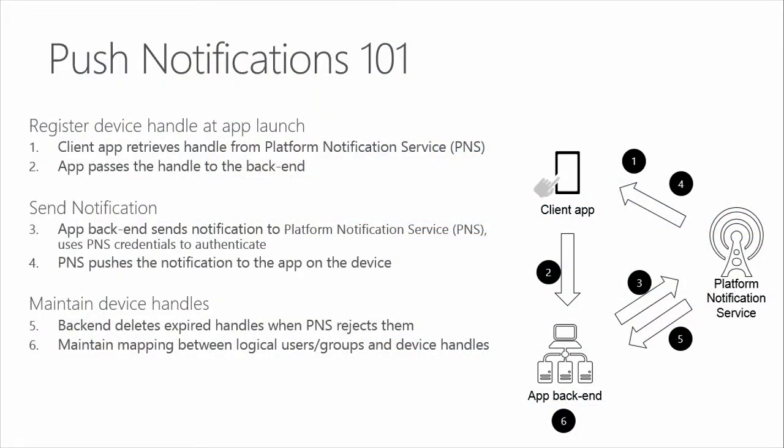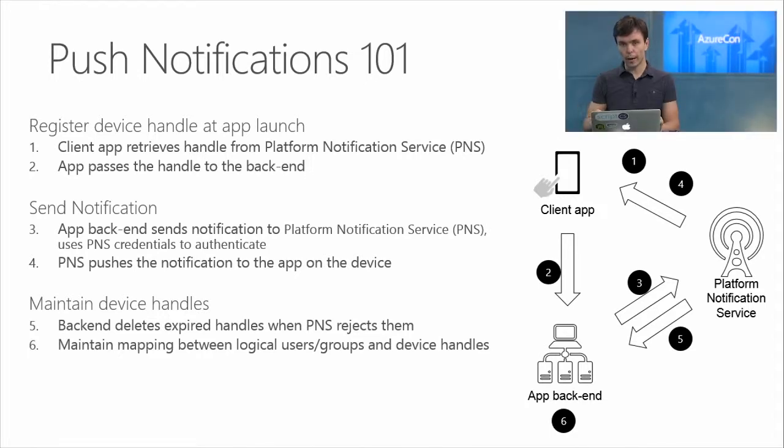Let's remind you quickly how push notifications work. On every operating system, whether it's iOS, Android or Windows, the operating system allows your app to retrieve a device handle. It could be called a device token on Apple, a registration ID on Android, or a channel URI on Windows. And that device handle is served to you by a platform-specific notification service. In case of Apple, it's Apple Push Notification Service. In case of Google, it's Google Cloud Messaging Service. For Microsoft, it's Windows Notification Service.